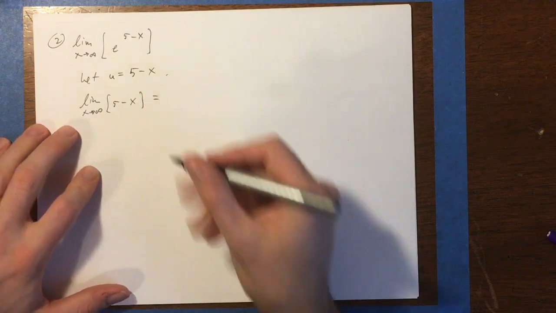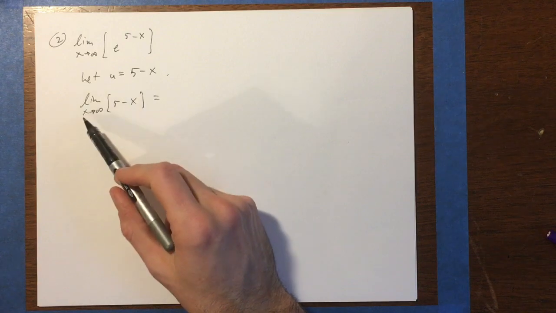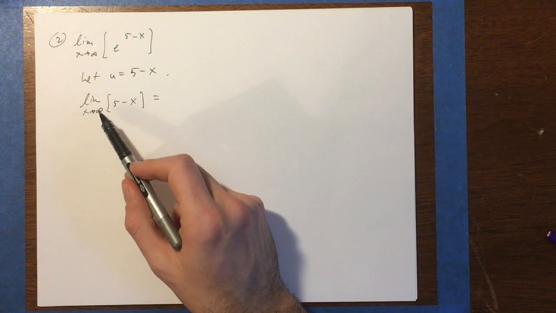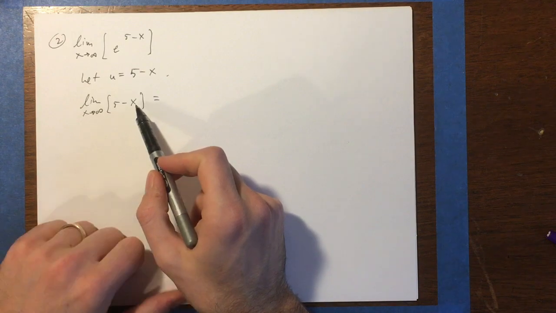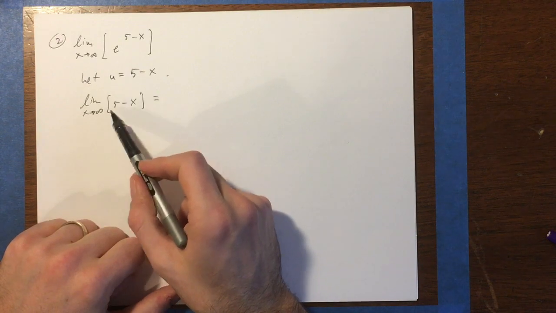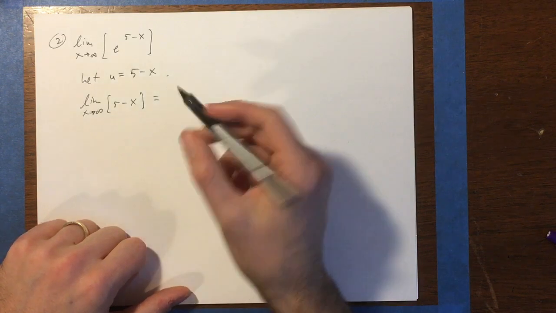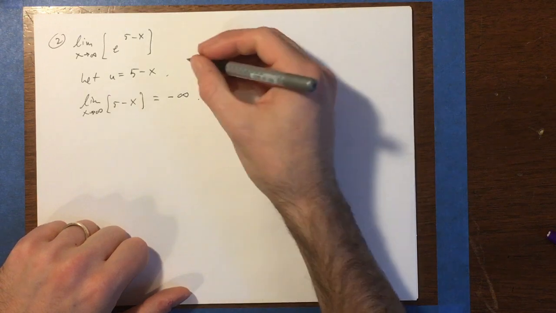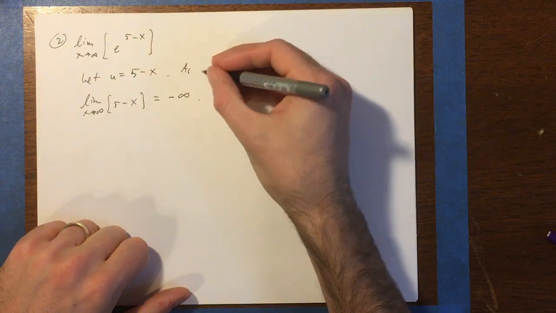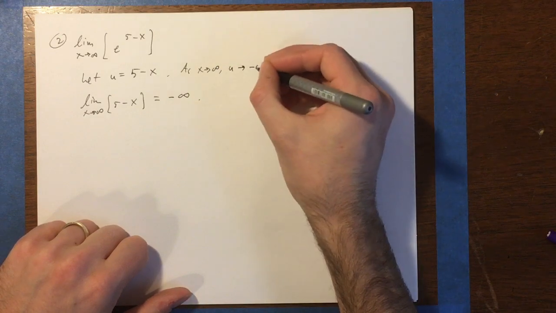So if you just think about what's going on here, we're going to have 5 minus large numbers, right? As x approaches infinity, we're getting bigger and bigger numbers, and we're doing 5 minus those numbers. So as we do 5 minus large numbers, we're going to get large negative values. So this will be approaching negative infinity. That means that as x approaches positive infinity, u is approaching negative infinity.